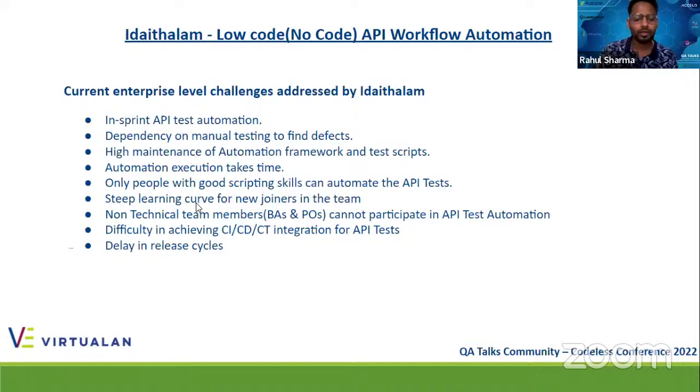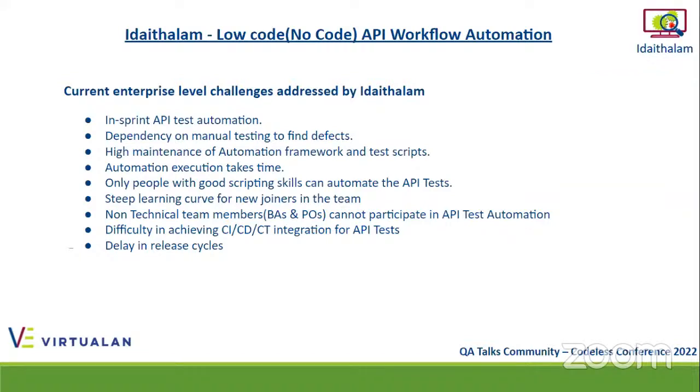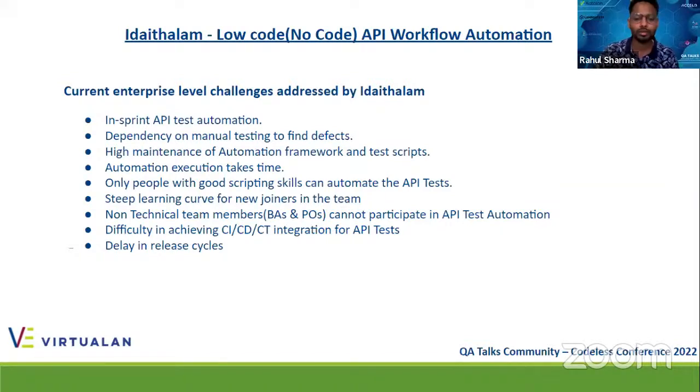There is no learning curve. As I said, everyone knows how to work on Excel, and everyone is familiar with Excel. They just have to fill the details in Excel and run the test cases through the framework, and they will get the good HTML Cucumber report. Non-technical team members also can contribute or participate in API test automation. For example, in your team, your BAs and your product owners can automate the APIs on their own, and it can help to take the product to production very quickly, because you'll get the support from many other non-technical team members.